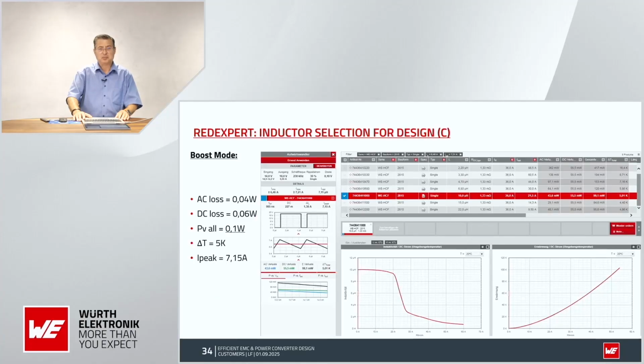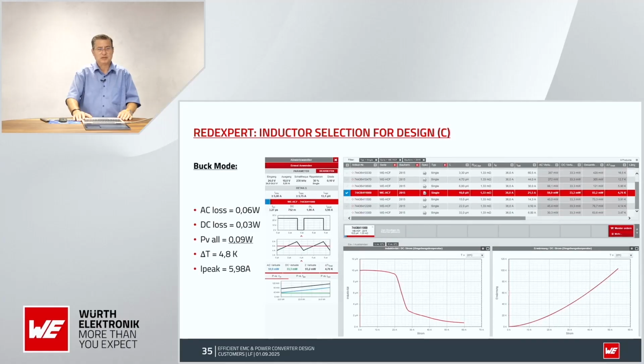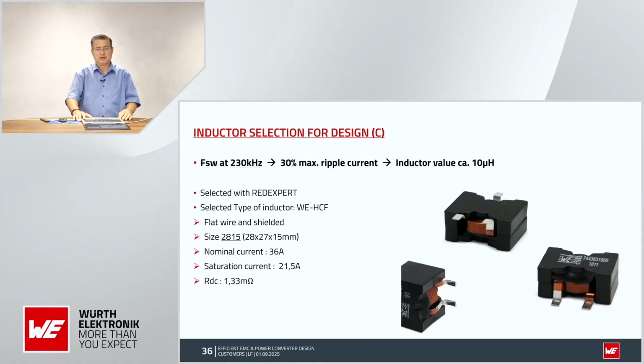The input and output filter, I will decide to redesign a little bit. For the inductance, I will choose, of course, one which has just 5 Kelvin self-rise. I want to have the best efficiency in this case. This is in boost mode. This is in buck mode, looks excellent. Of course, the inductor will be now huge. It is something like 28 by 27. It has a DC resistance of 1.3 milliohm, extremely good. The inductance value is 10 microhenry at 230 kilohertz.